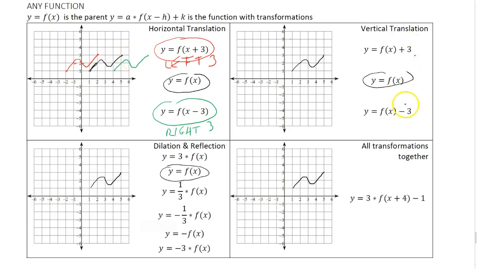To move the function up by 3 units, add 3 to the function outside the function rule. Every point moves up by 3 units. The function still keeps the same shape. To move the function down, subtract 3 units from outside the function rule. The graph moves down 3 units.